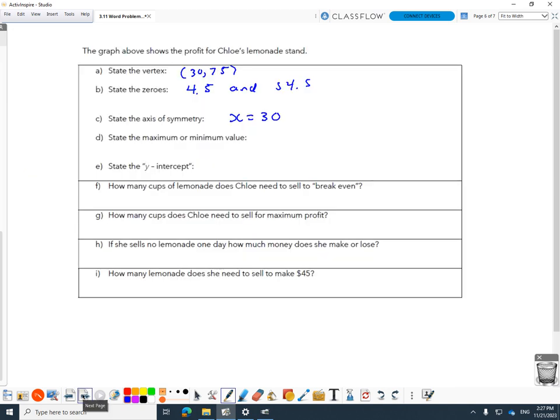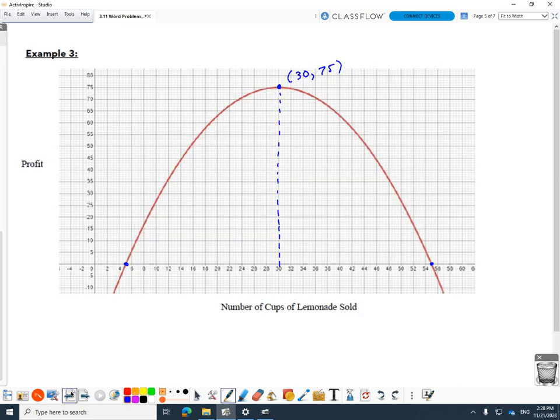State the max or min value. 75. I'm even going to put the dollar sign out there to help you understand what that is. That's the most Chloe can make, is $75. And what's the final question, the first part? State the y-intercept. I can't see the y-intercept. It's down here somewhere. Where do you think it is approximately, the way this is going? About -20. Okay, so let's put that down, about -20.